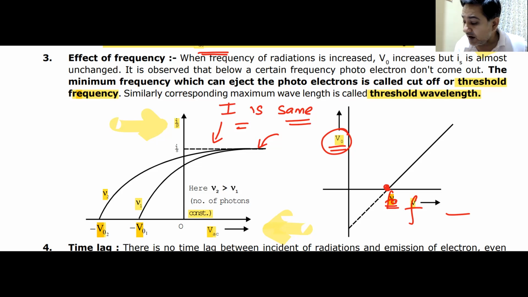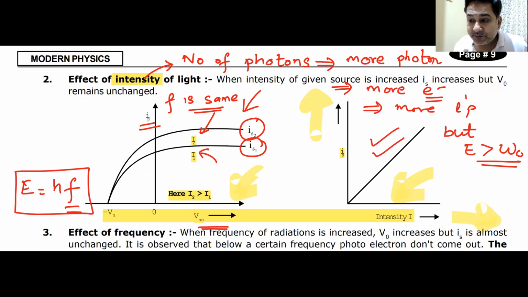In the previous graph, let us see. In the previous graph, we had frequency same, intensity different. So we had two graphs which were going like this. More intensity, more up. Less intensity, less up. Do we understand this? Yes, sir. But the frequency was same and hence this point was same. Do we understand this?